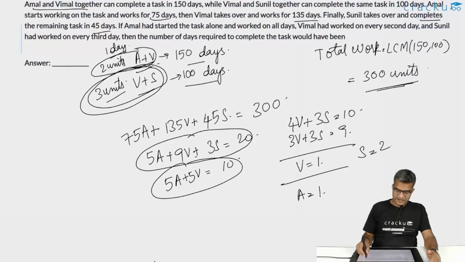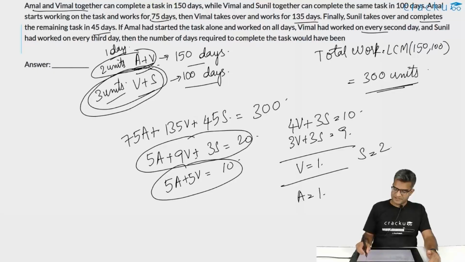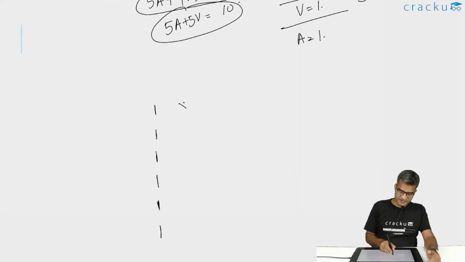Amal, on the other hand, he works every day. Vimal works every second day. So on the first day, he doesn't work. On the second day, he does 1 unit of work. On the third day, he doesn't work. On the fourth day, he does 1 unit of work. On the fifth day, he doesn't work. On the sixth day, he does 1 unit of work.